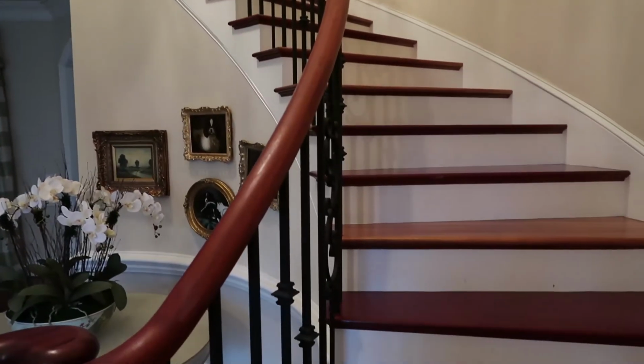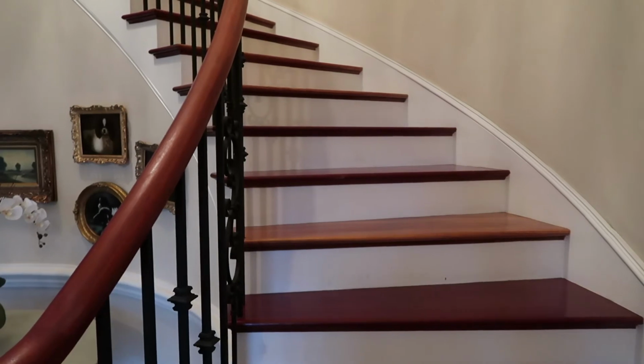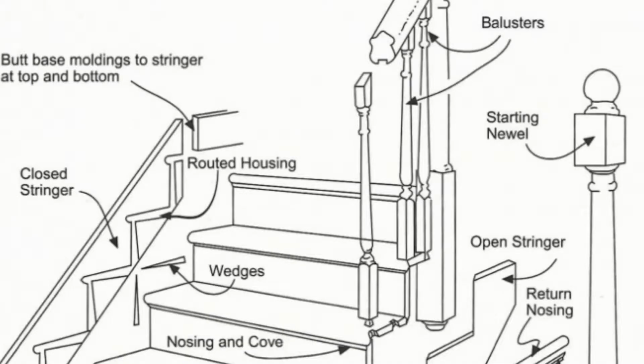So let's familiarize ourselves with some of the terms we'll be talking about. We're first going to start talking about the parts of the stairs, and there are certain requirements that stairs have to meet for building code. This is considered the riser, basically the vertical portion, and then the horizontal portion is called the tread. You have a nosing or a cove on each tread, and there are requirements that go along with that.